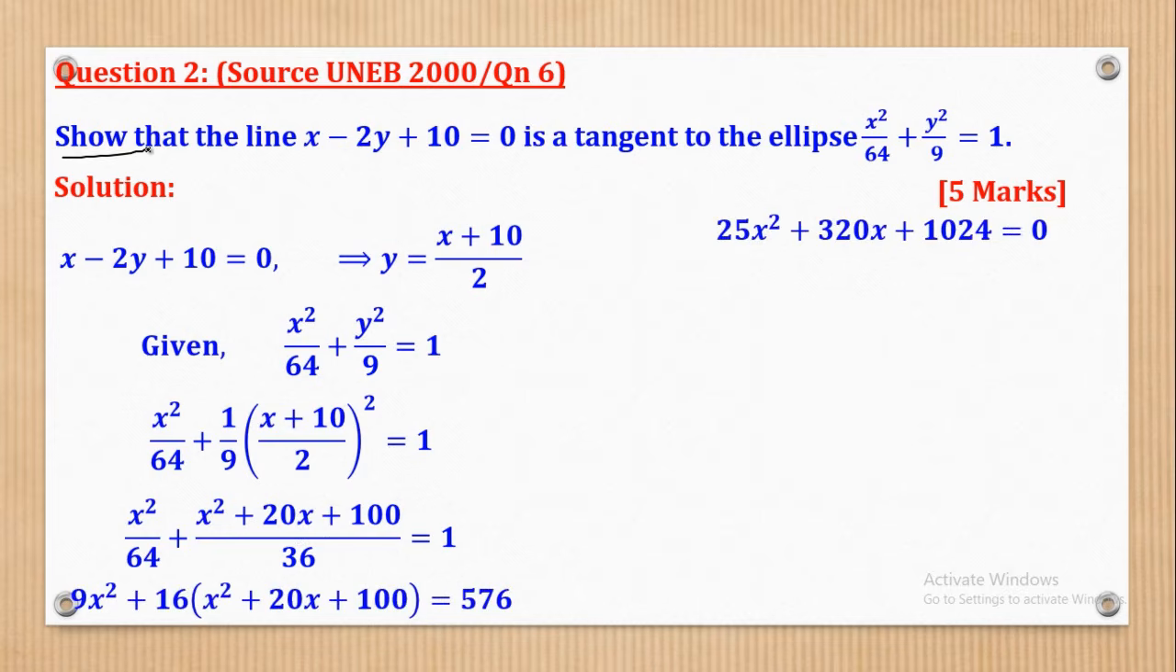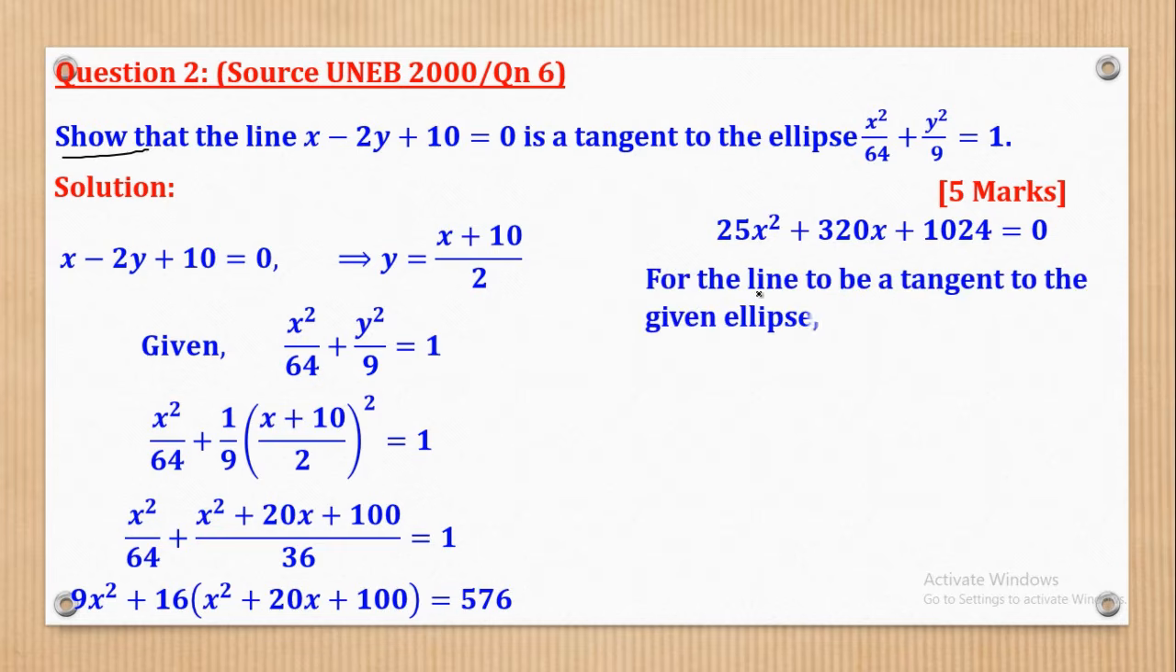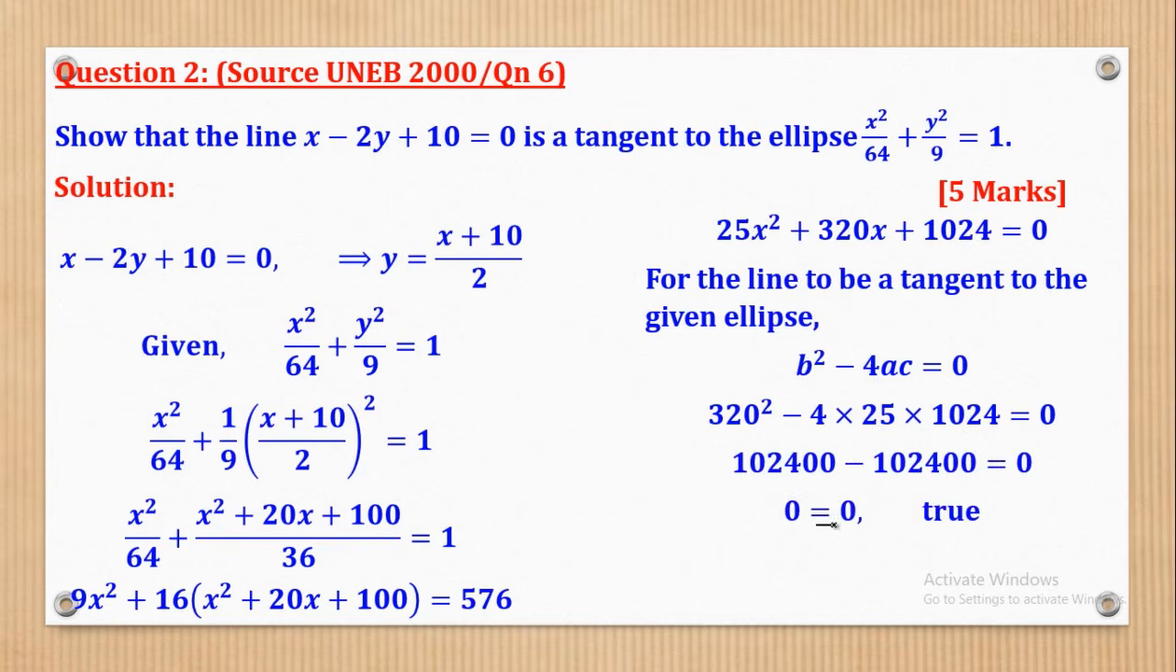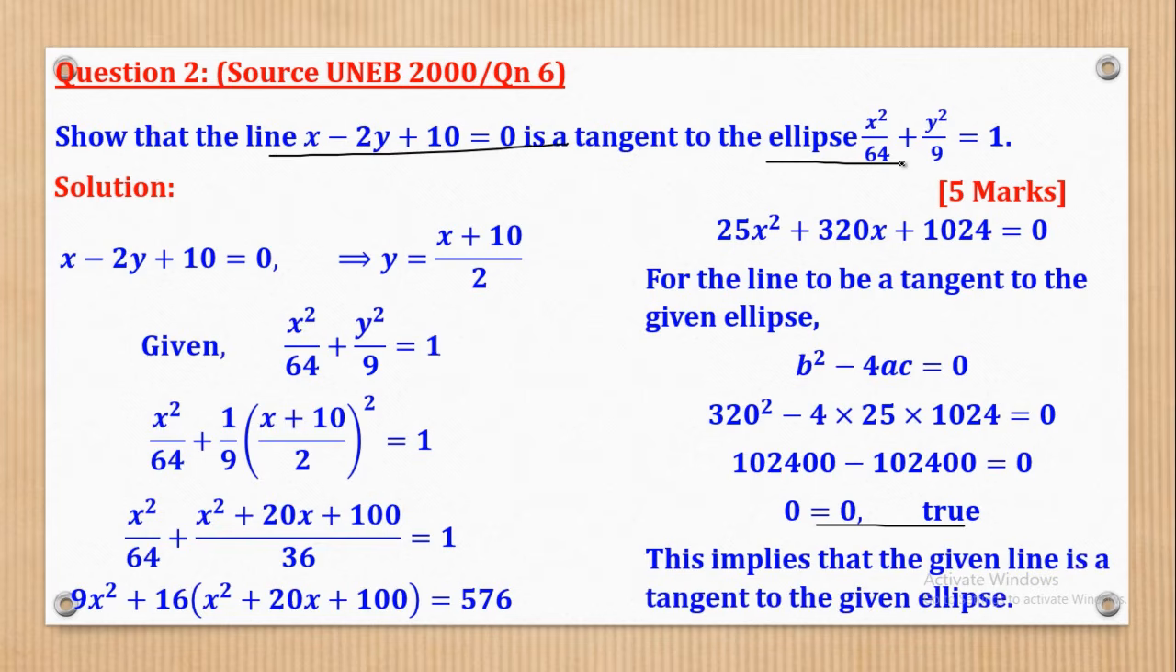Now they told you to show, therefore you have to remember that for the line to be a tangent, the discriminant must be equal to 0. Now here I'm using small letters because in this quadratic there's nothing like small a, small b, or small c. But if they were there, here I would have used capital letters to distinguish the two. So substitute for b, substitute for a, substitute for c. Then simplify, you'll come up with that, and 0 is equal to 0, which is true, and because it is true, it implies that this line is a tangent to this ellipse. So that is how they show.